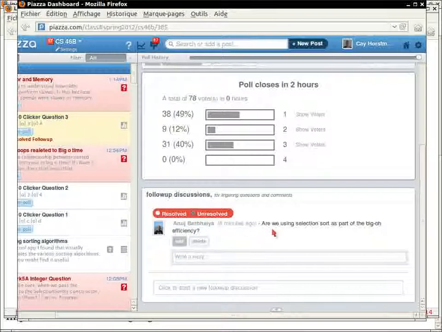And so here someone asked, are we using selection sort as a part of it? And yes, you must, because if you say we're going to be using selection sort as the first step, there's no free lunch. You've got to pay for it.